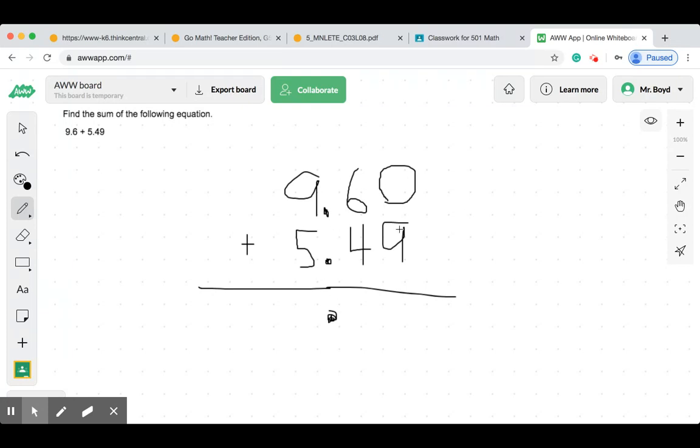So I will add 0 plus 9 is 9. 6 plus 4 is 10. I'll bring down my 0, carry my 1. 1 plus 9 is 10. 10 plus 5 is 15. So my sum will be 15 and 9 hundredths.